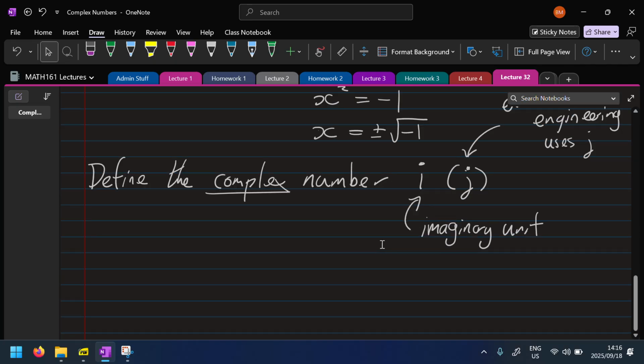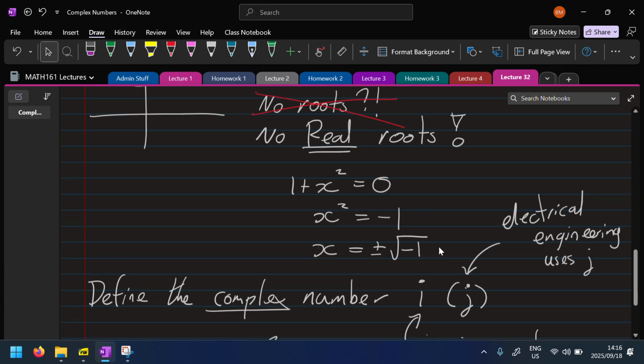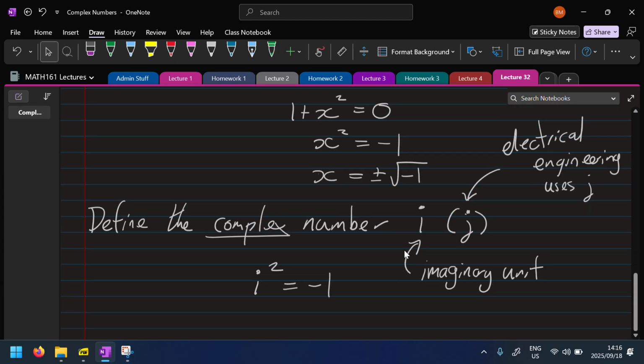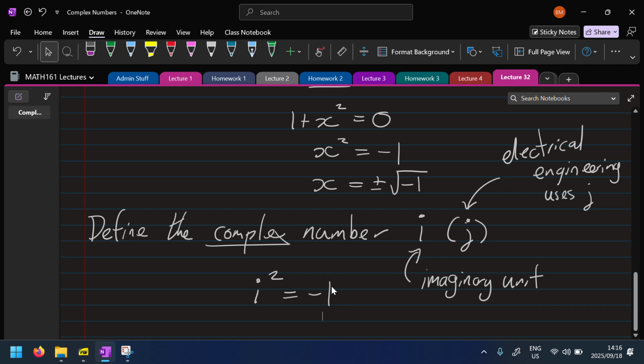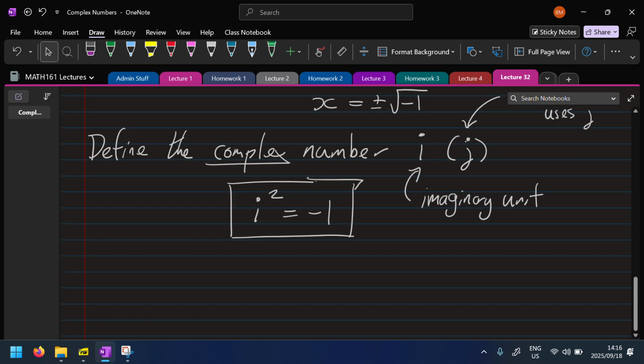And how do we define this? We define it as I squared is minus 1. That is how this I is defined. In other words, when we take the root of minus 1, that gives us I. So I squared will give us back minus 1. You go back and forth. So root minus 1 is I, so I squared is minus 1. Please put a nice box around that. You'll be using this many, many times as we go through.